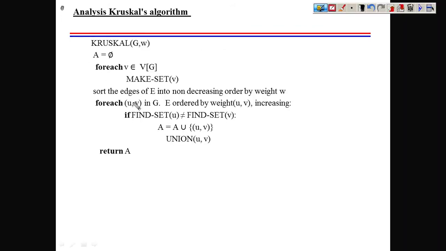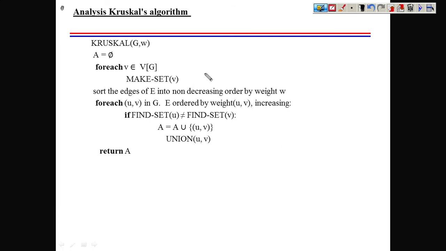This is the algorithm that we have used for finding the minimum spanning tree using the Kruskal method. We'll go through it step by step to find the cost of each step to get the final cost of this entire algorithm.